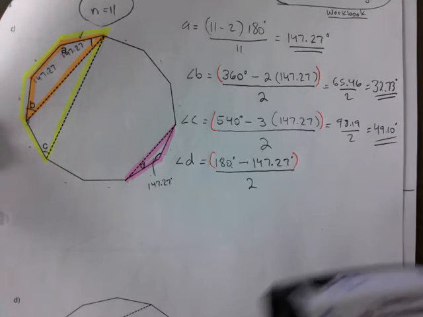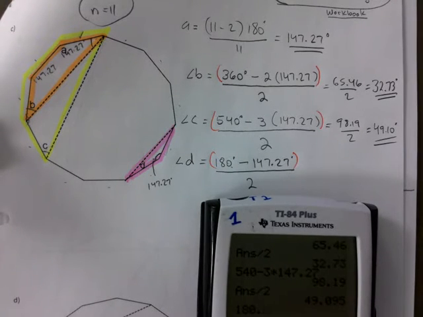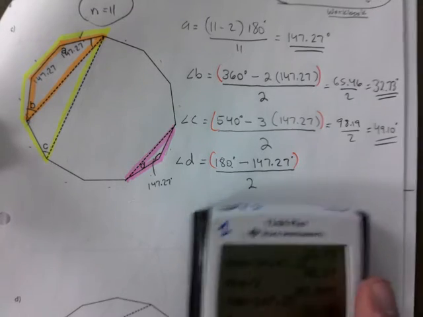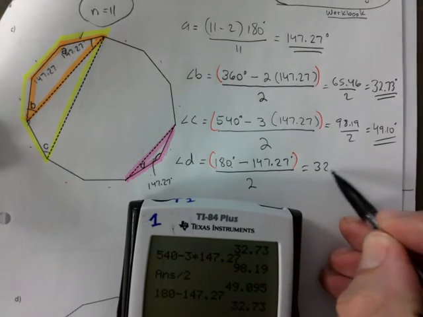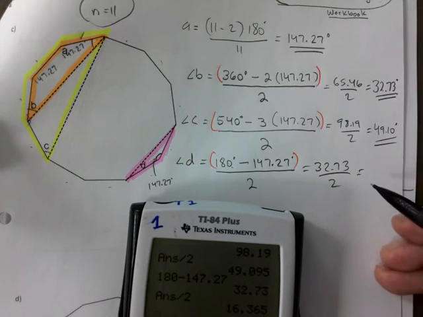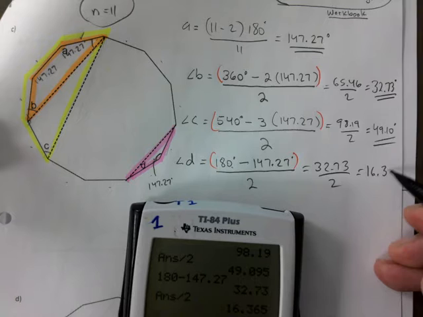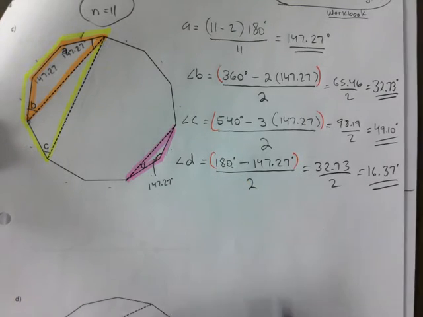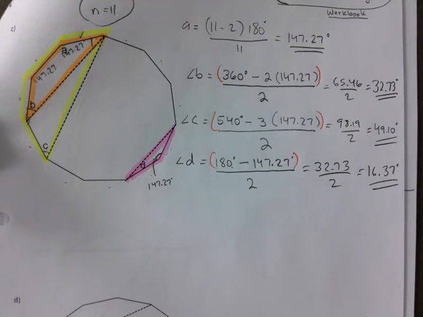So we go 180 minus 147.27, which is 32.73, divided by 2, 16.37. Okay, so there's A, B, C, D, in no particular order. You can do them in the order you want most of the time, and then you get it.